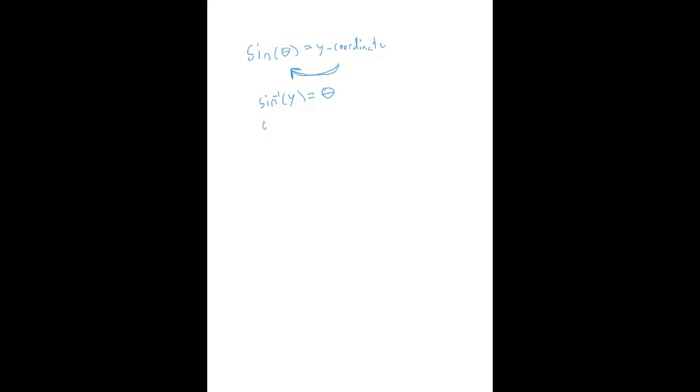And similarly, we can say cosine inverse of x is equal to some angle theta. But specifically in particular ranges, for sine inverse, we said that's minus pi over 2 to pi over 2. Cosine from 0 to pi. And if we look at tangent, tangent is actually very nice for what tangent is.